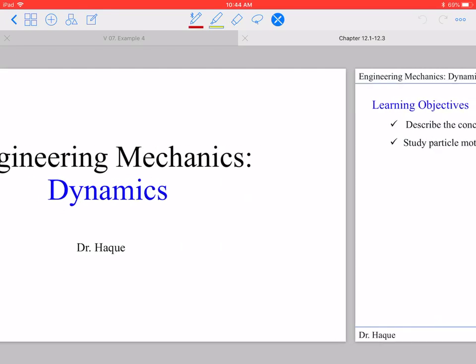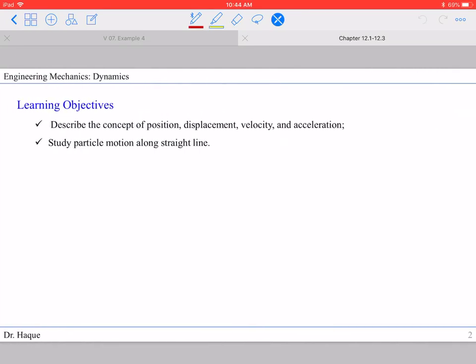So let's start. Today's learning objective is, at the end of the lecture, you should be able to describe the concept of position, displacement, velocity, and acceleration, and you'll be able to study particle motion along straight lines. We'll derive some formulas, and in next videos we'll solve problems.